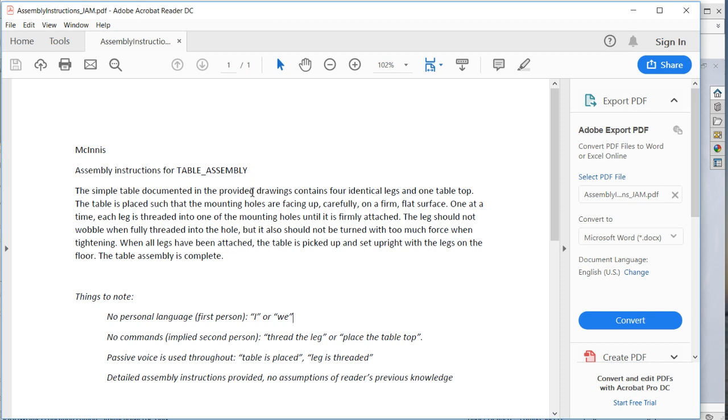Simple table documented in the drawings. It contains these parts. How do I place the tabletop? And then what do I place the tabletop on? How do I thread the legs? Is there anything to consider about when the leg is fully threaded, or if I can over tighten the threads? How do I finish my assembly so that it is complete, right? So all of this was depersonalized, third person or passive, and that was the final step in documentation.